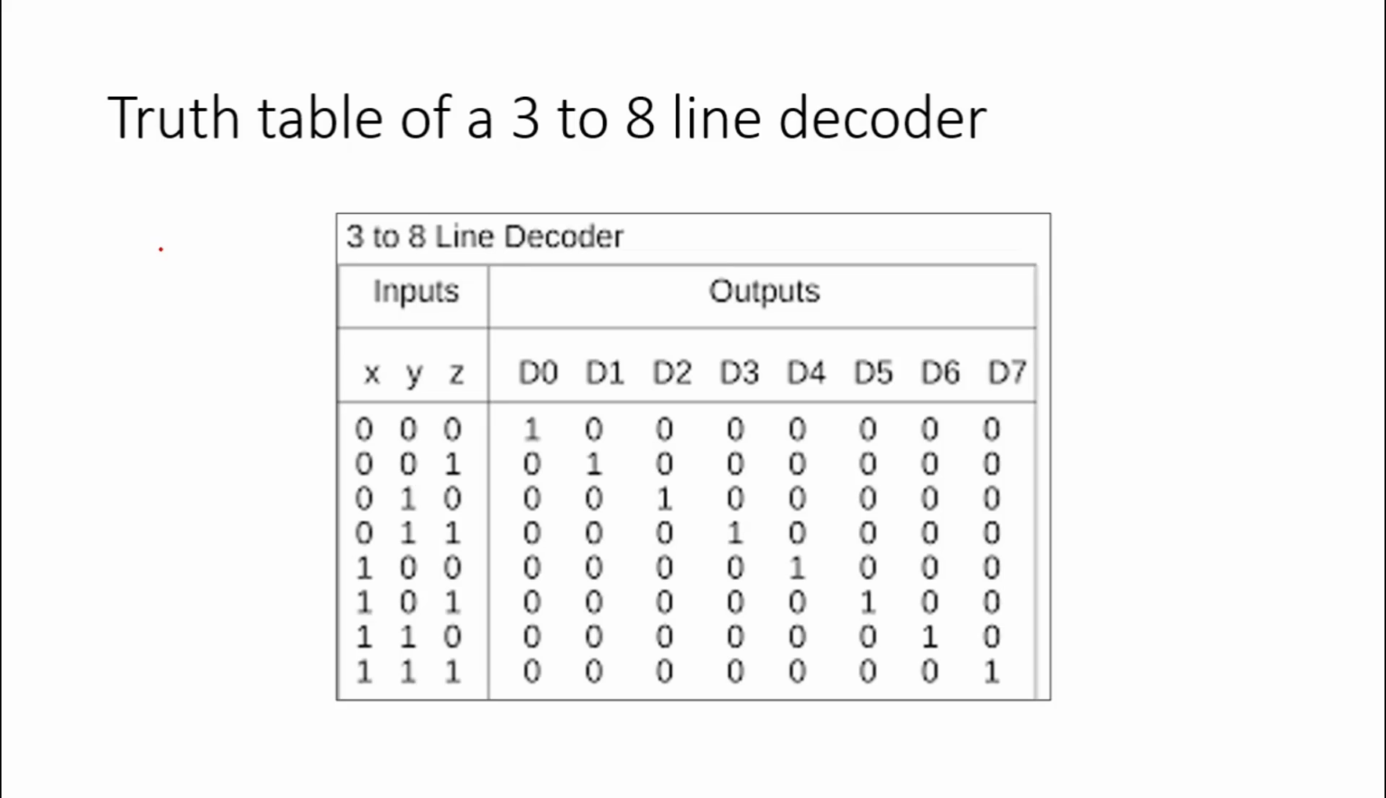Similarly, in case of D2, it will be x complement, y, z complement. In case of D0, it is x complement, y complement, z complement. In case of D1, x complement, y complement, z. In case of D2, x complement, y, z complement. In case of D3, x complement, y, z. Similarly, in case of D7, it will be x, y, z.